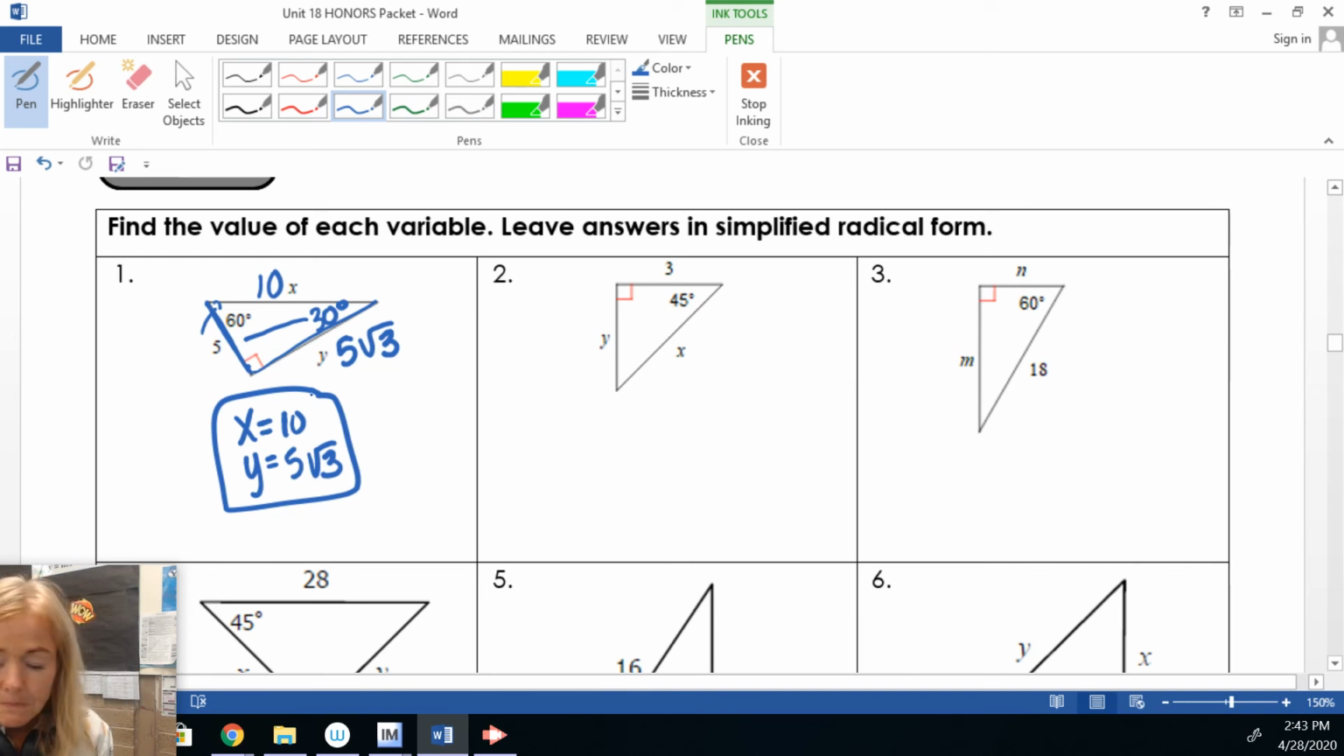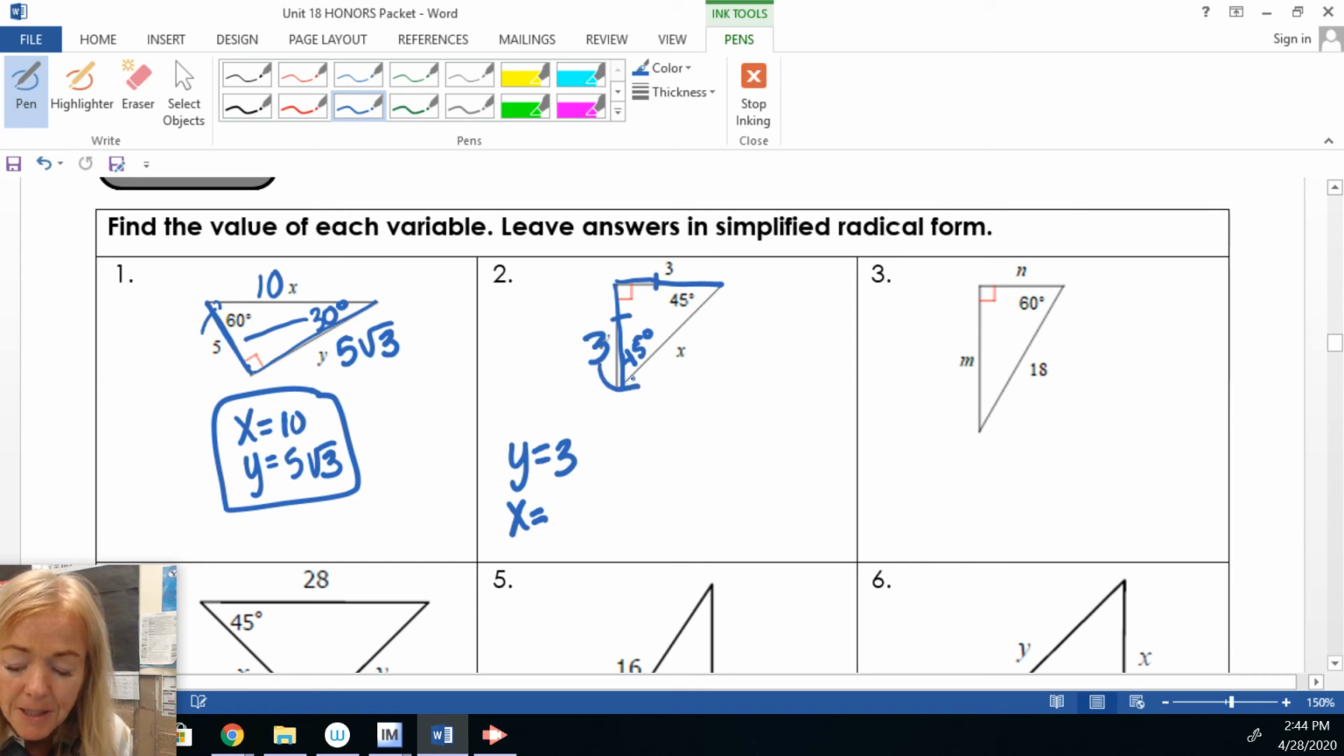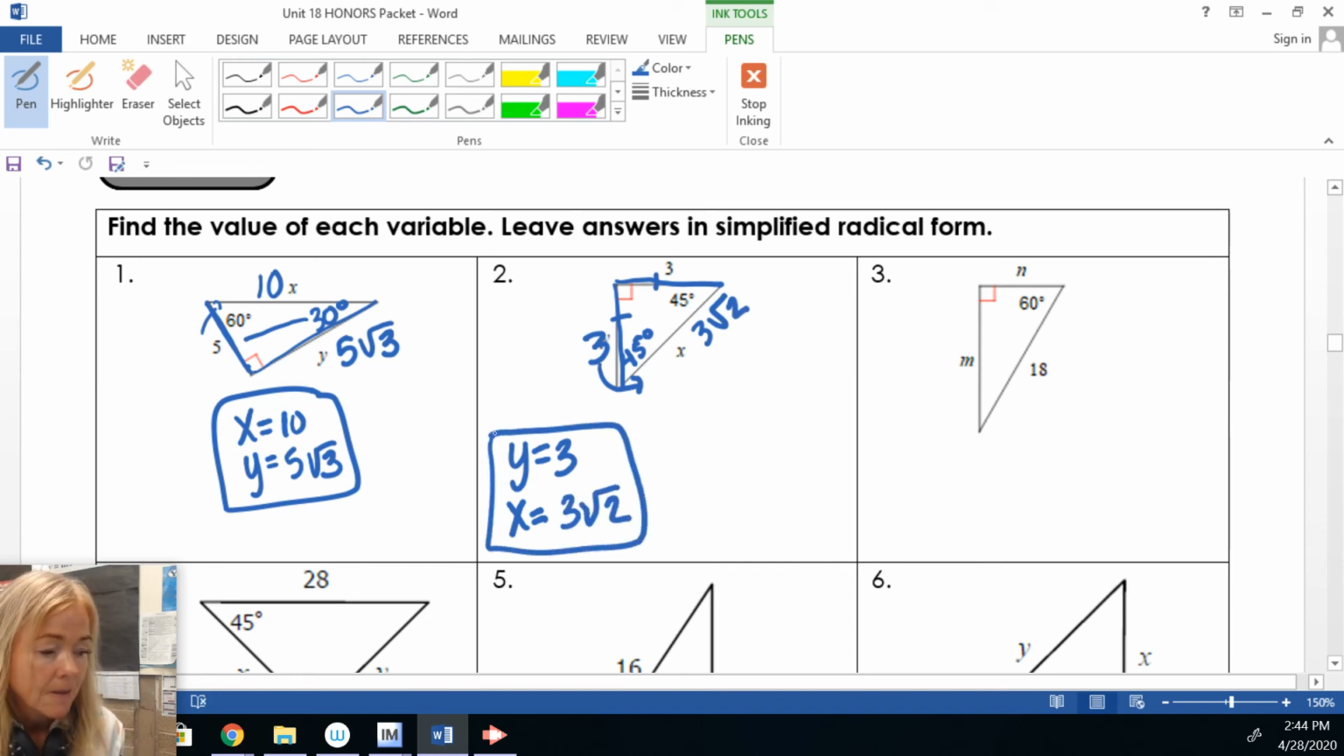Okay. On a 45-45-90 triangle, we know this is the other 45, and the two sides that are equal are those. So y is 3, right? So what will x be? Well, to go from the side to the hypotenuse, remember it's times radical 2. So 3 radical 2. Yes? All right.